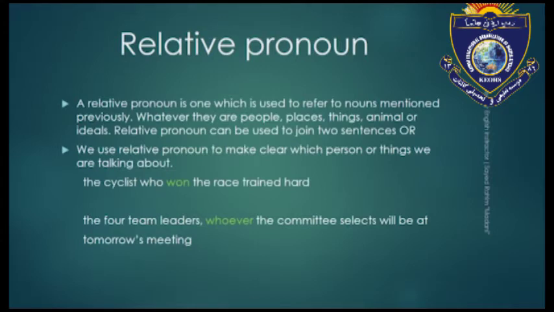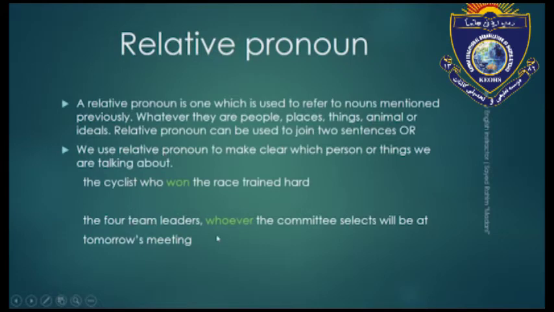Take a look at this example. The cyclist who won the race trained hard. Here, who refers back to the noun, which is cyclist, or we can say the relative pronoun joins two sentences. Here, the cyclist is one sentence, won the race trained hard is the other sentence, and we use the relative pronoun to join the two sentences. Or we can say that the relative pronoun refers back to the noun mentioned in the sentence. Here, who refers back to cyclist, which is a noun.